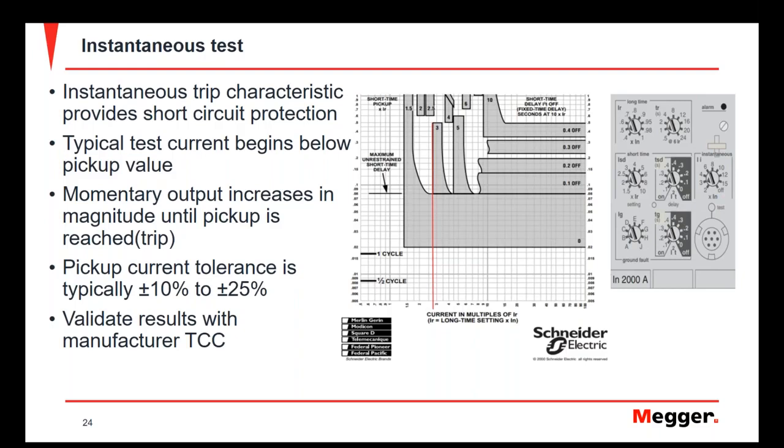Typically, that current value is going to be plus or minus 10% of the pickup value for instantaneous for many electronic trip unit breakers. However, whenever you get into older style molded case breakers, that tolerance could be as much as plus or minus 25%.